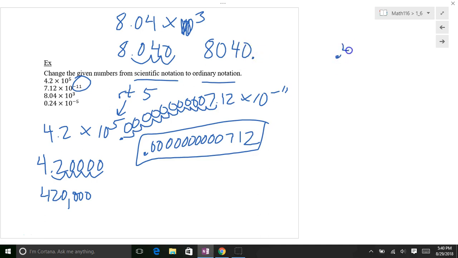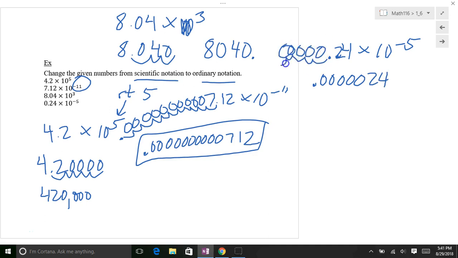Last one, 2.24 times 10 to the -5. -5. You're going to go left 5. You took that. 1, 2, 3, 4, 5.